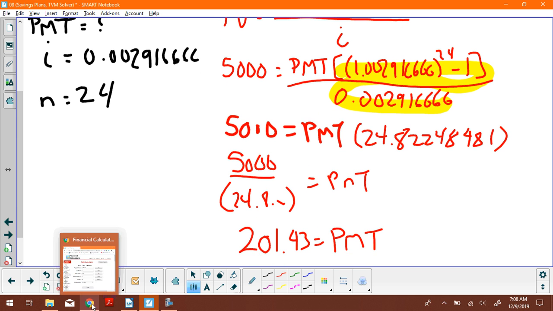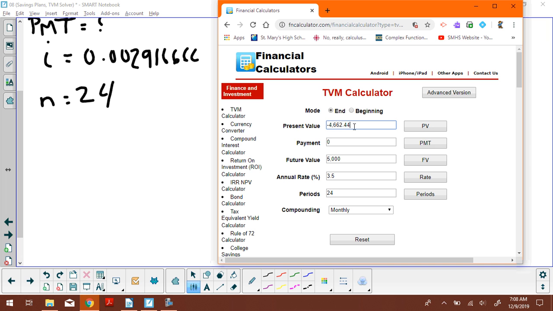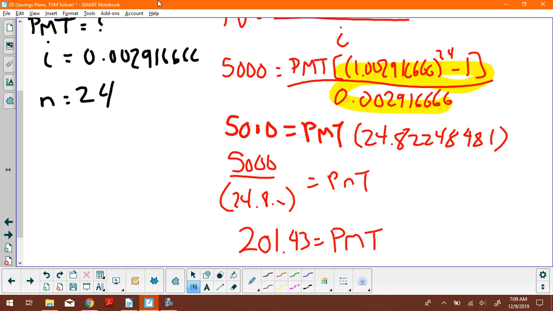So we'll go back to our TVM solver. Okay, present value 0. Nothing else really changed. The only difference was I was making payments. So for payment now, I'm going to click that button, and there you go, $201.43. The same thing we got using the formula. Okay. Both methods work equally well.